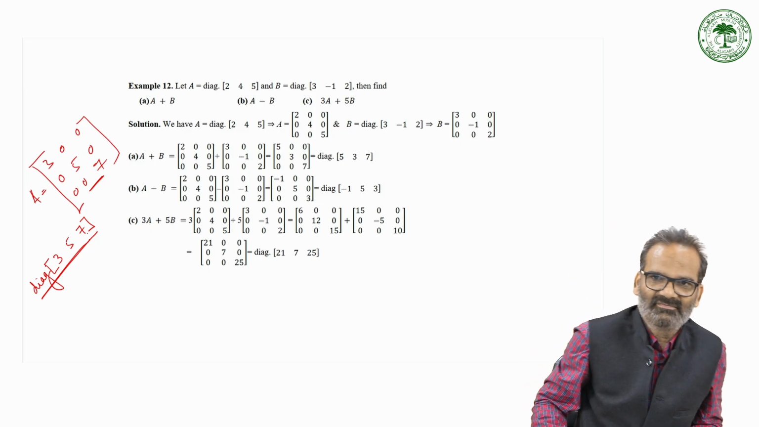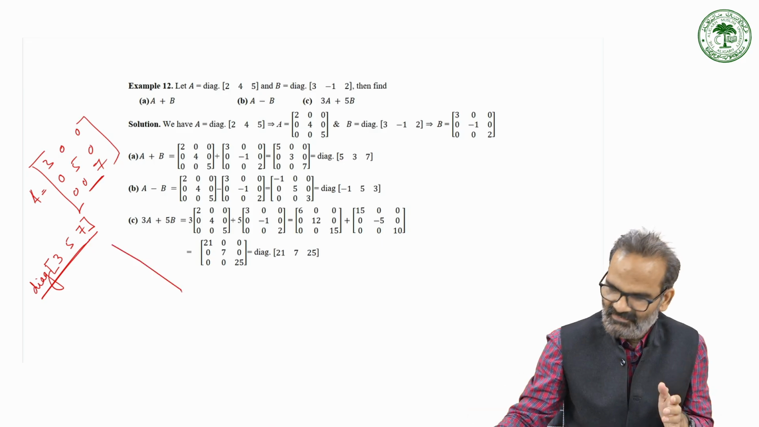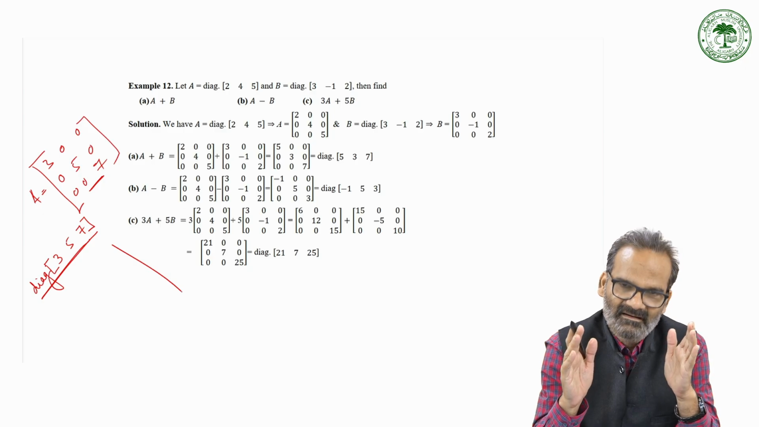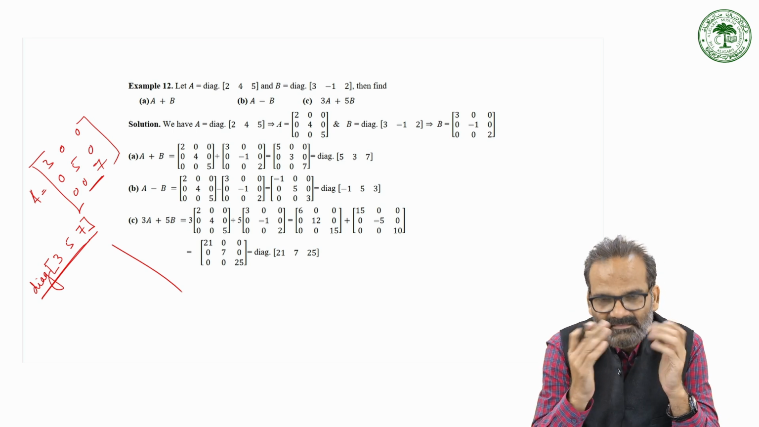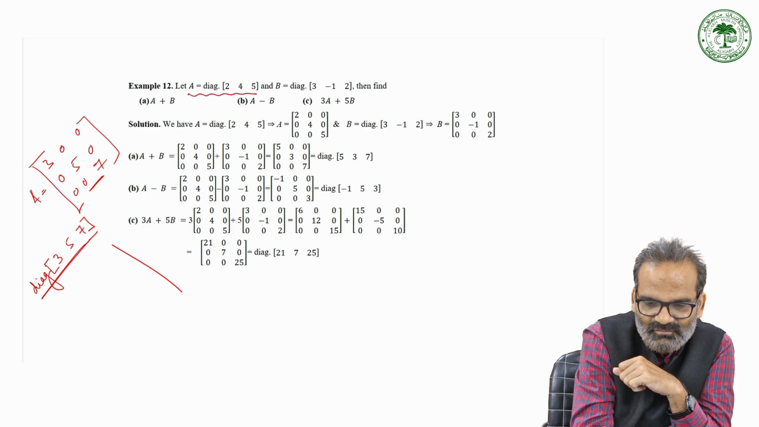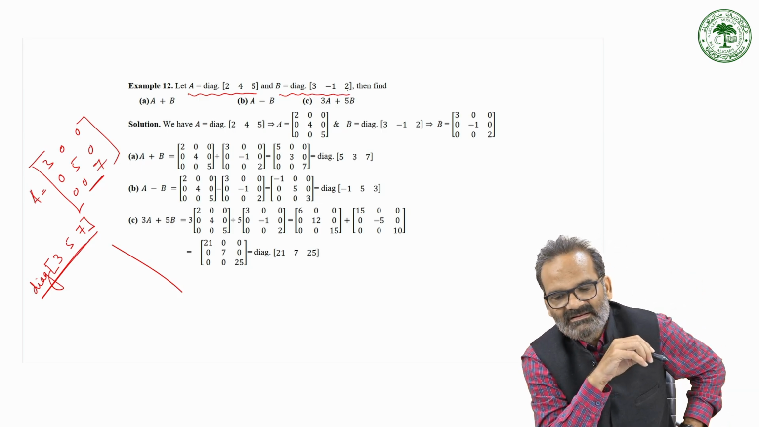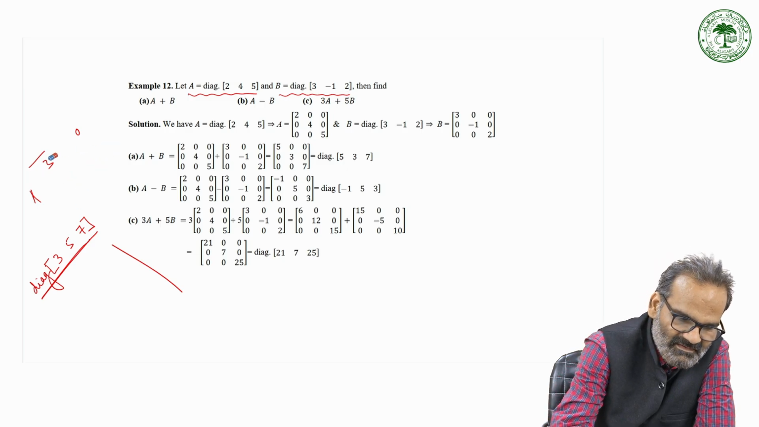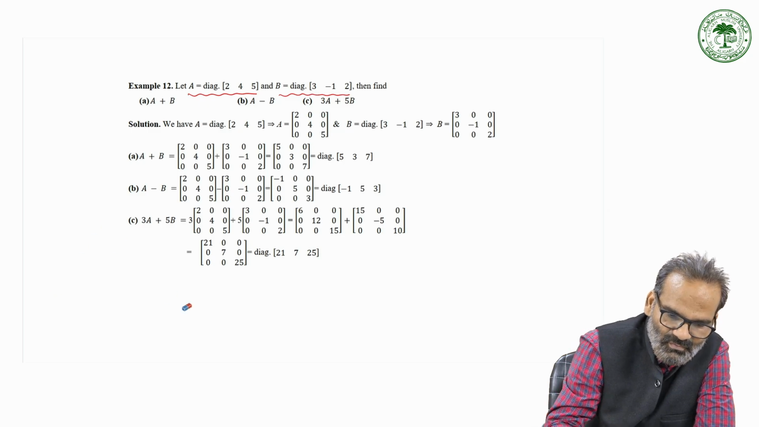Now we can proceed to the question. Okay, understand? A diagonal matrix is a square matrix whose diagonal elements are non-zero and also different from 1. See, let A equal diag(2, 4, 5). B equals diag(3, minus 1, 2). So see, what is the meaning of this? Diag(2, 4, 5) means what? Let us see first, as I have just mentioned before you, diag(2, 4, 5).